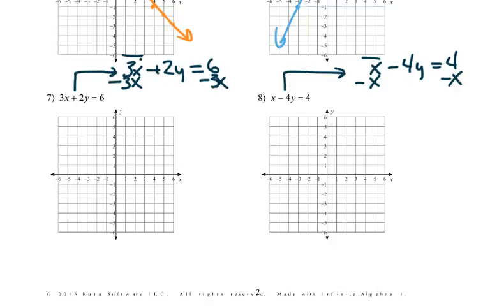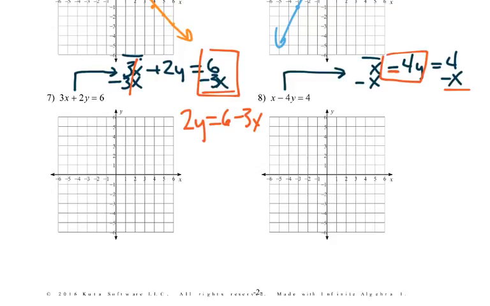Alright, got distracted there, so I forgot where I was at. Anyway, looks like we're solving these. Now notice, when we have the x and y on the same side, we're always going to either add or subtract that x to get rid of it. And we know that these can't be combined. We know that'll be 0, so we'll end up with 2y equals 6 minus 3x. Or in this case, -4y, the negative stays with it, equals 4 minus x. Okay?